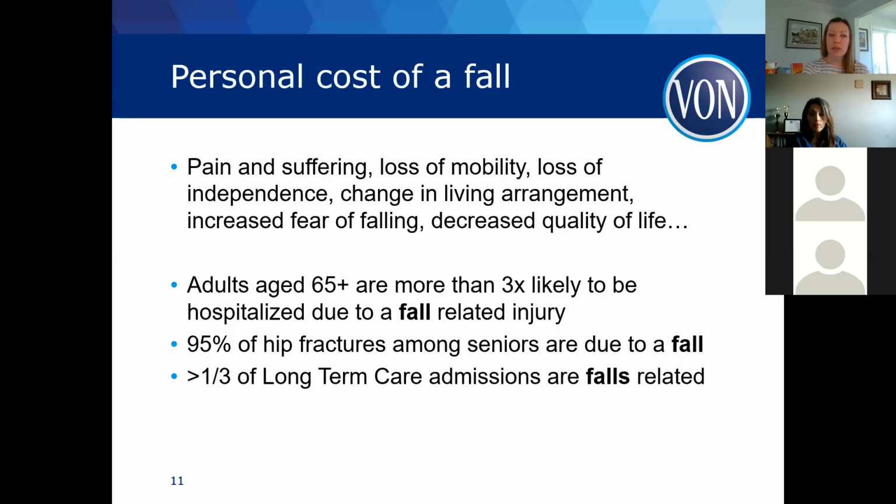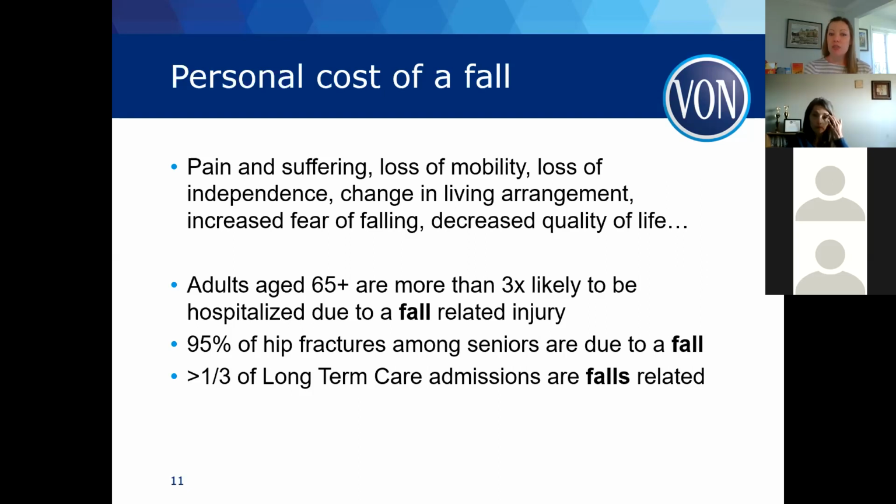Some more of that bad news is that adults age 65 and older are more than 3 times likely to be hospitalized for a fall-related injury. So even though we all fall throughout the years, once we get over the age of 65, we're more likely to be hospitalized from that fall. But again, remember that only 1 in 10 have those serious injuries.